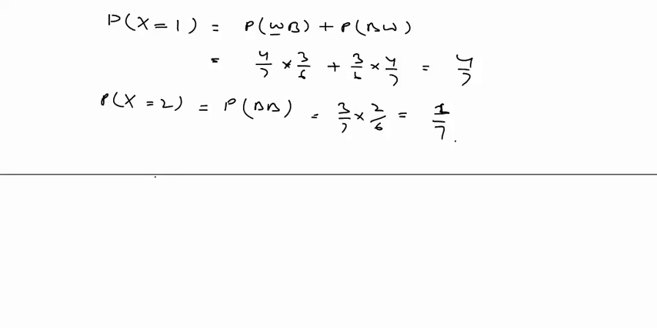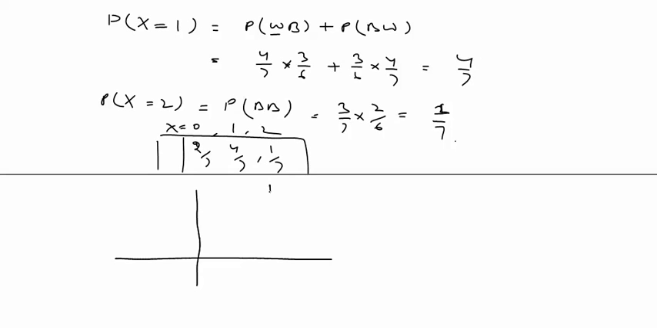We have three answers. We can arrange these answers in this way. X is 0, 1, 2, with probabilities 2 by 7, 4 by 7, 1 by 7. We can draw the PDF diagram, probability density function diagram, at 0, 1 and 2. At 0 the value is 2 by 7, at 1 it is 4 by 7 and at 2 it is 1 by 7. Complete probability is 1.